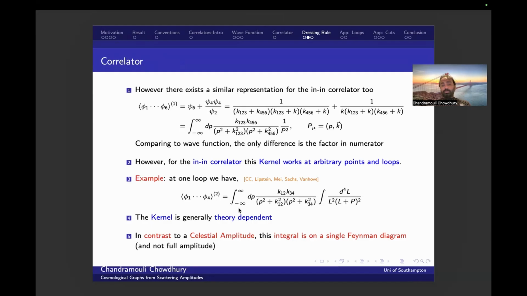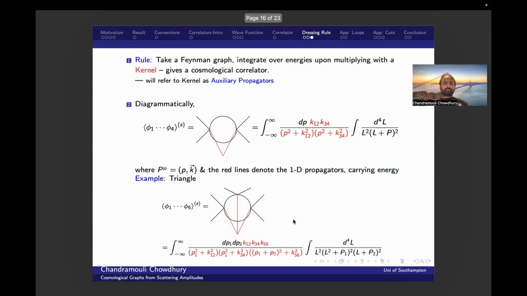For instance, at one loop, you have some expression like this, where you take the bubble diagram in flat space for the flat space amplitude, and you simply multiply with a very similar kernel. And in general, this kernel is theory dependent, and so on. There's also some relation with celestial amplitudes, which I'm not going into right now.